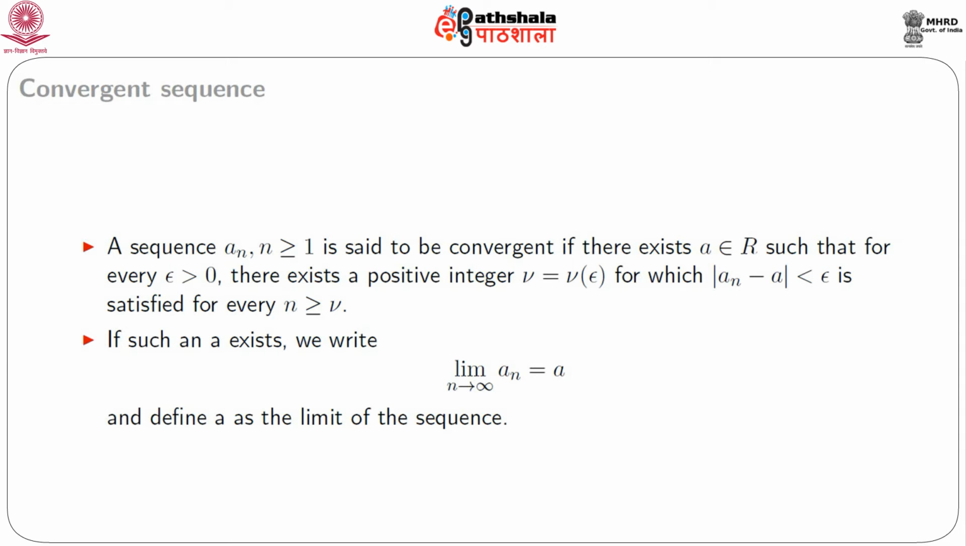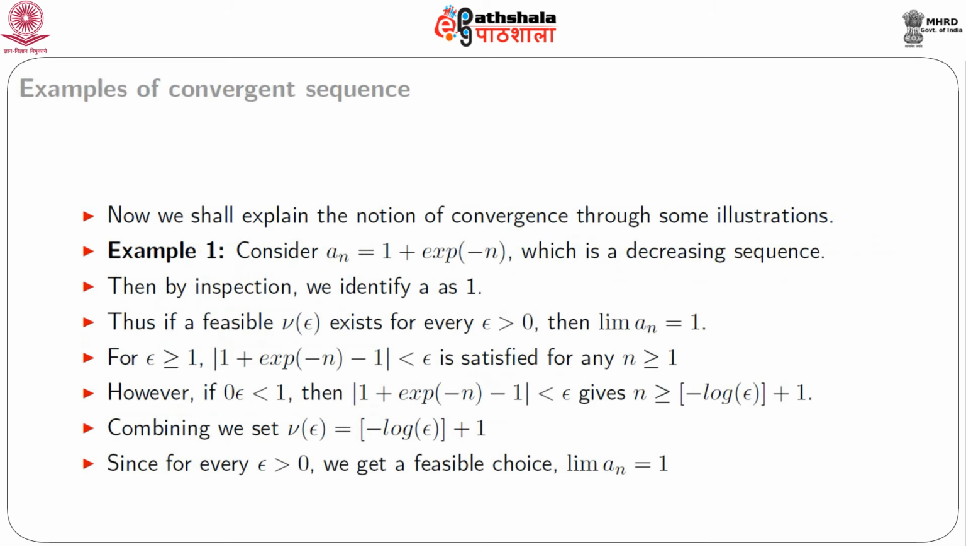If such an a, the real constant, exists, we write the limit of a_n as n tends to infinity equals a, and define a as the limit of the sequence. So convergence of a sequence has two components. Number one, a postulated value or postulated real constant a, and then finding a positive integer nu for every possible choice of positive epsilon. So let us explain the notion of convergence through some illustrations.